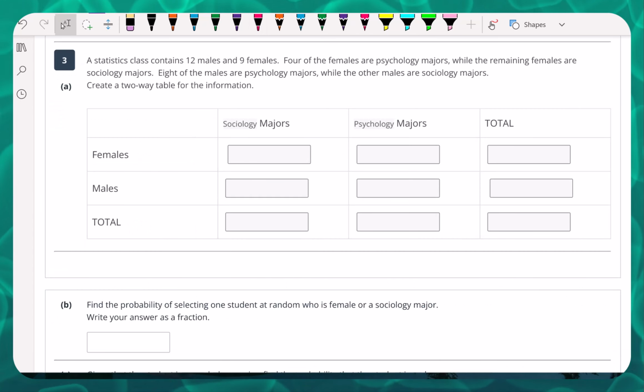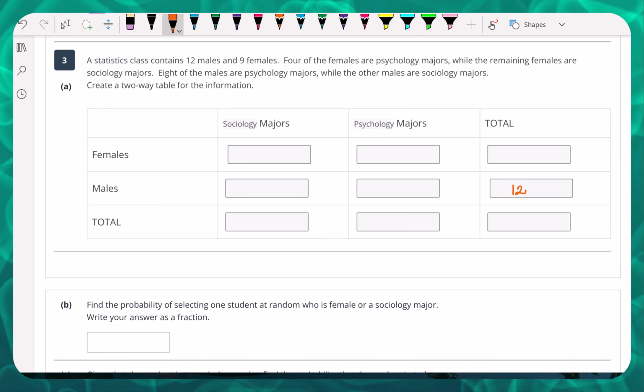Okay, so the next question gives you a whole lot of information that you need to organize in a two-way table. So let's see what we can do. It says a statistics class contains 12 males and 9 females. So it looks like total males would be 12 and total females will be 9. So took care of that information.